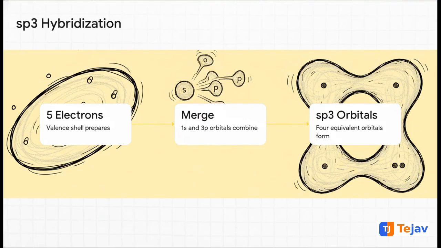Watch these animated orbitals merge right here on screen. To form stable bonds, the valence shell prepares those 5 electrons. Then, one s orbital and 3 p orbitals merge perfectly together to form 4 equivalent sp3 hybrid orbitals. This visually proves that to form stable bonds, nitrogen actually undergoes sp3 hybridization. 3 of these orbitals get 1 electron each for bonding, and that 4th orbital safely cradles our lone pair.